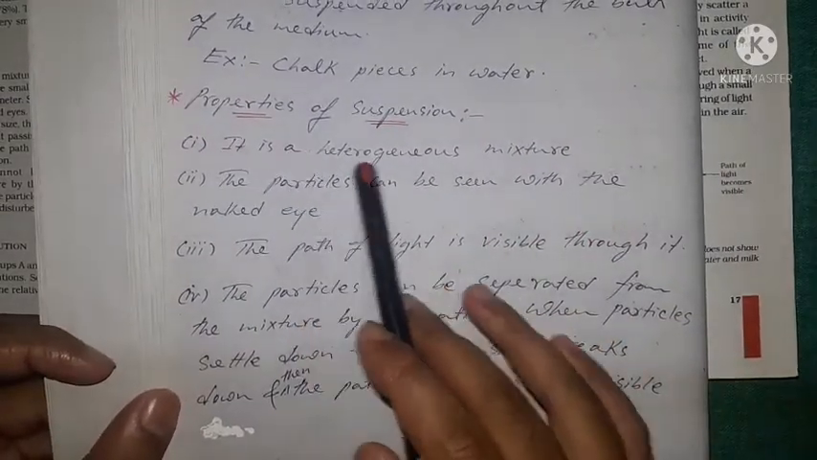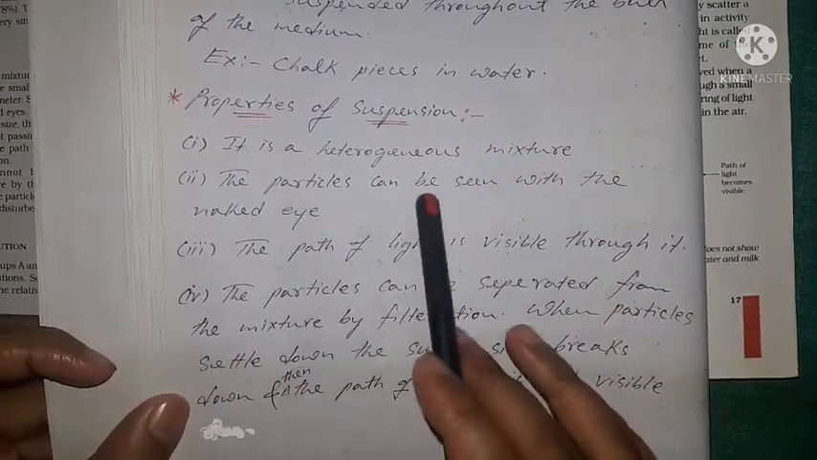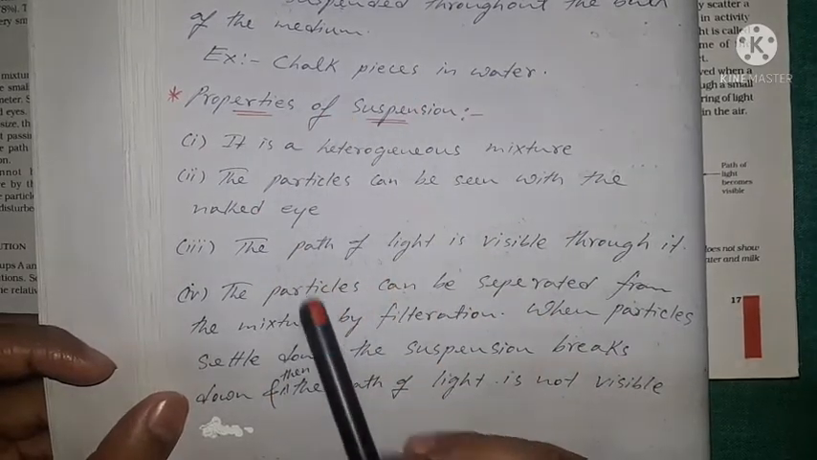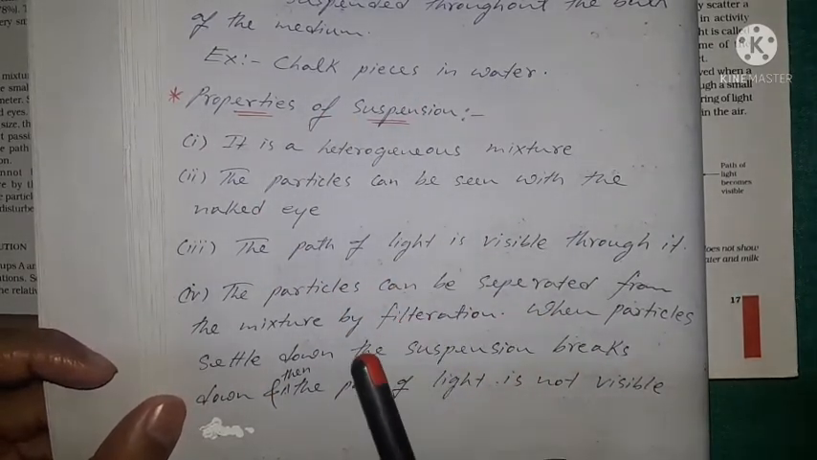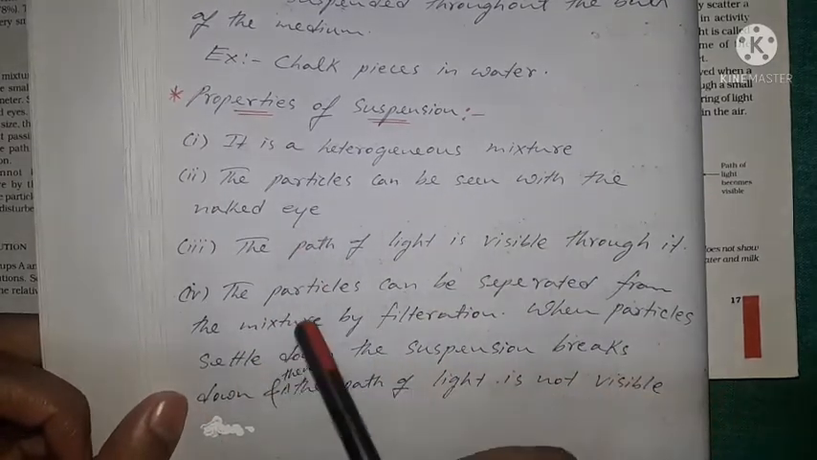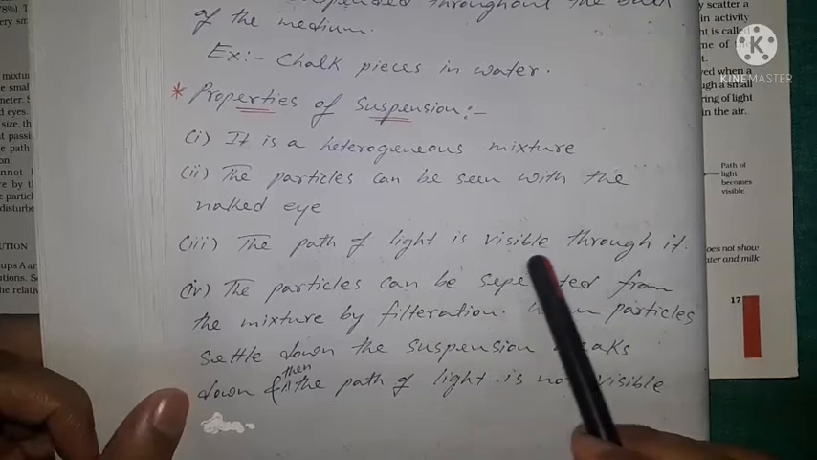So, properties of a suspension. It is a heterogeneous mixture. The particles can be seen with the naked eye, as we can see if we mix chalk pieces in water, we can see the pieces of chalk in the water with our naked eye. So therefore the particles can be seen with the naked eye. The path of light is visible through it.